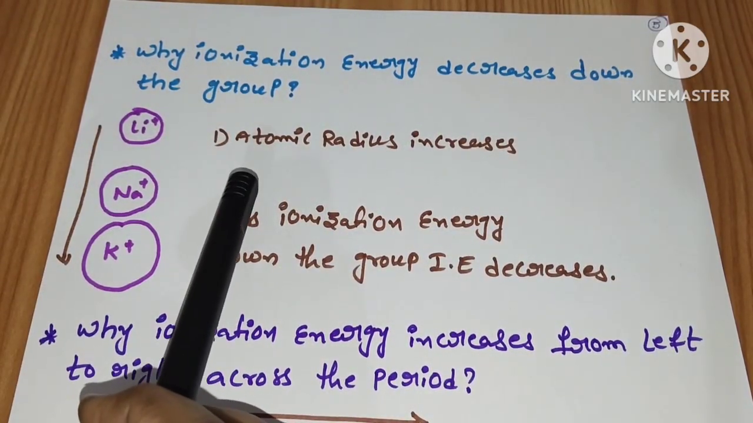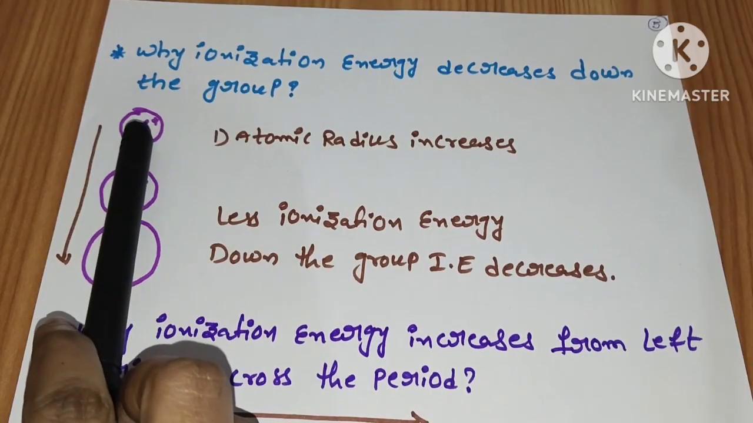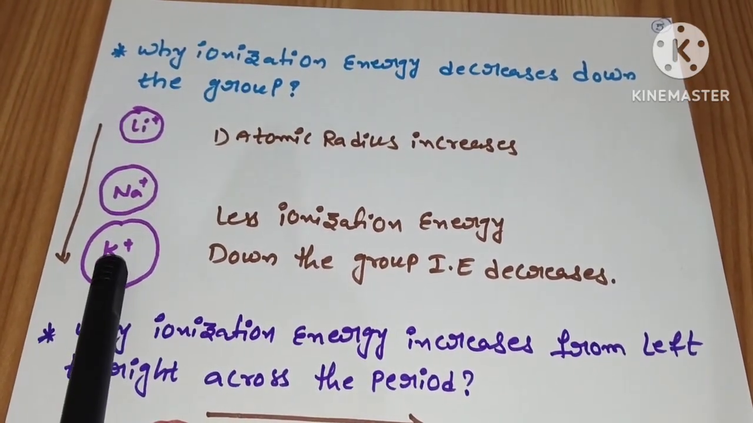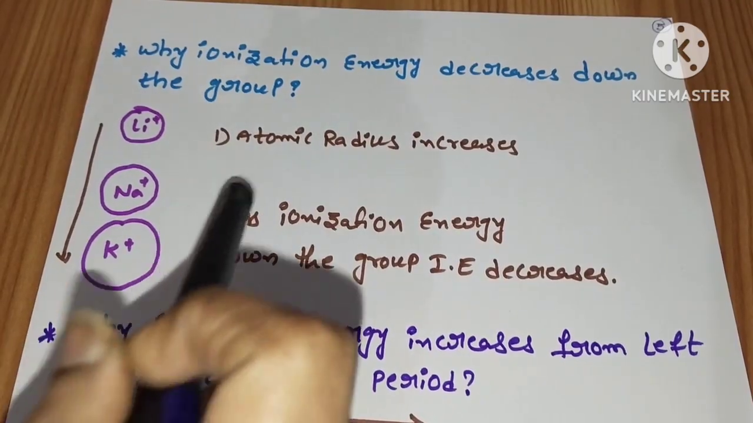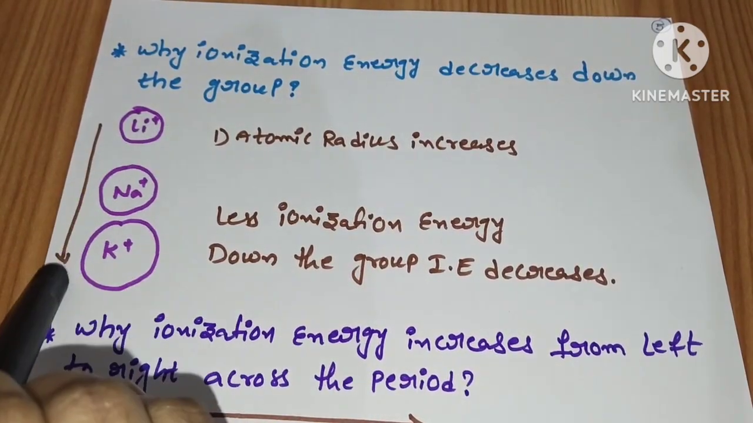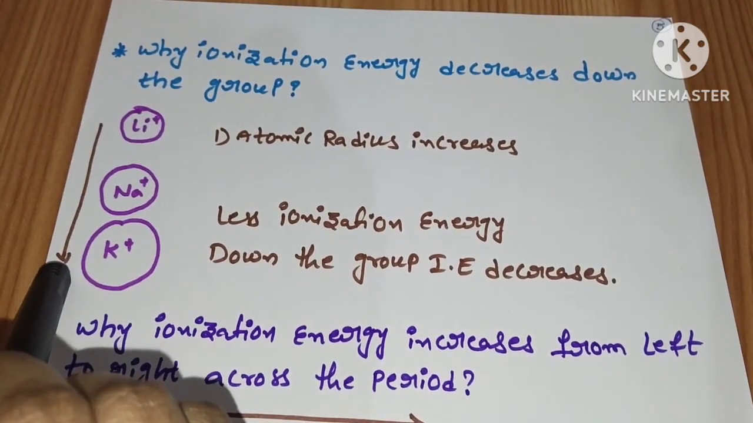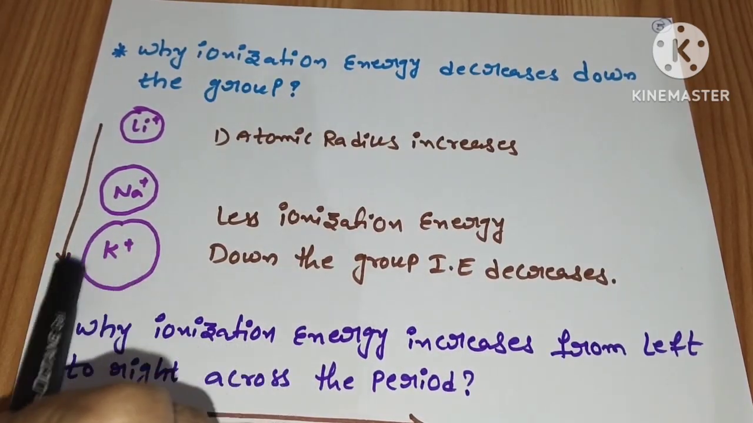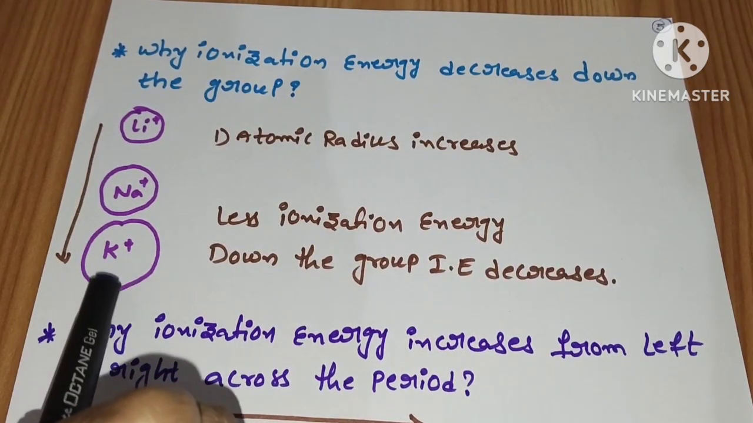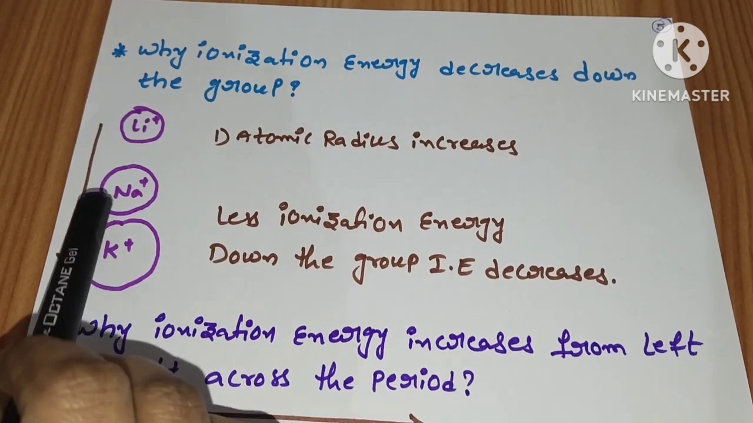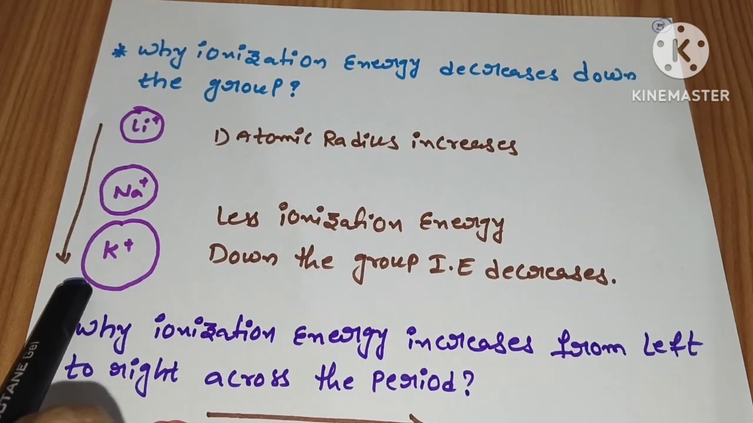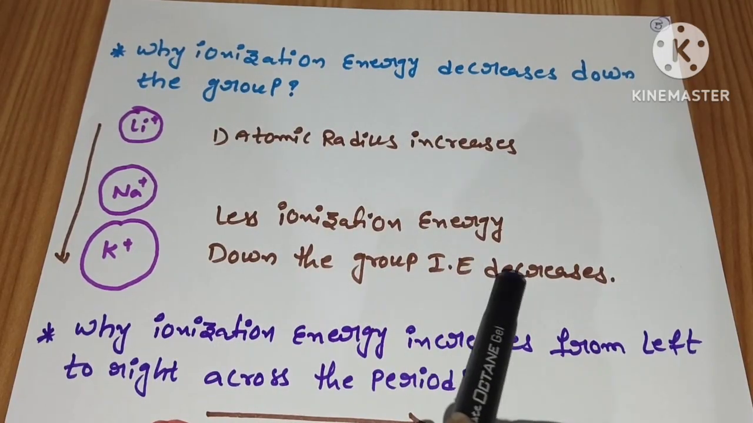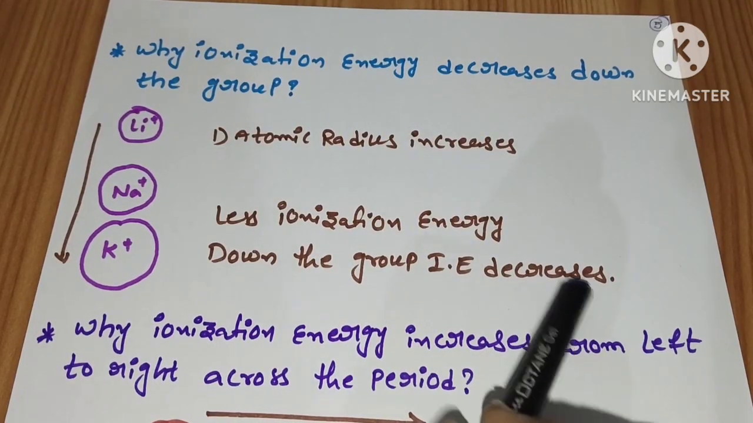Why does ionization energy decrease down the group? Well, consider first group elements like lithium, sodium and potassium. We have already learned that down the group atomic radius increases. So if we want to remove an electron from a bigger atom, we need less ionization energy. Therefore, we said that down the group ionization energy decreases.